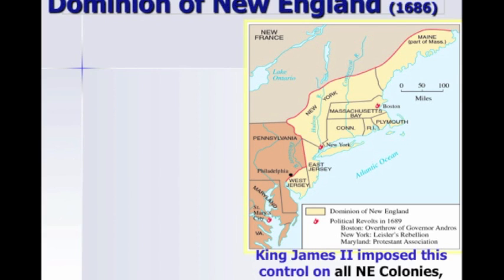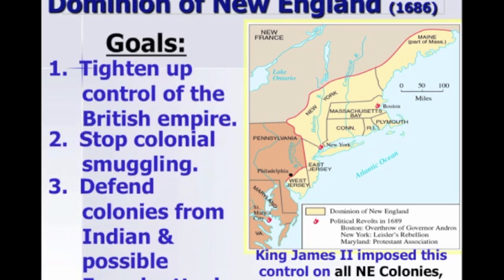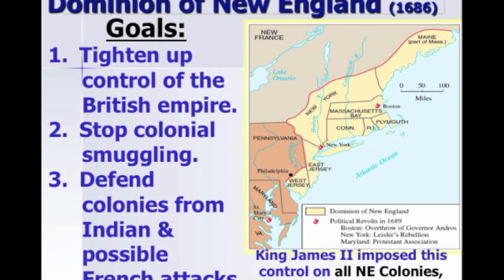He kicks the bucket and King James II creates a thing called the Dominion of New England, formally established in 1686. And it basically includes all of the New England colonies, including New York and Jersey. And what it basically had in mind as a goal was these things. These are the goals, ladies and gentlemen.